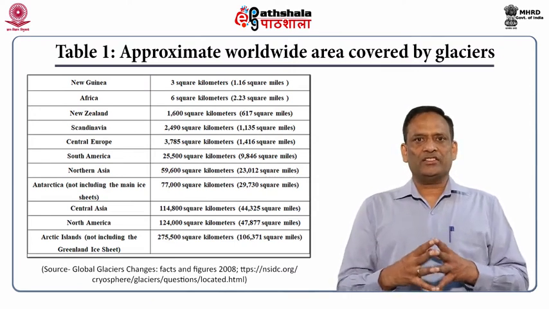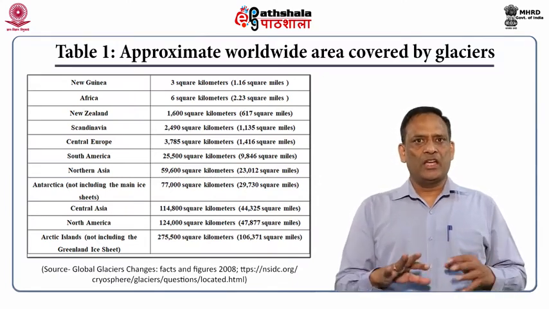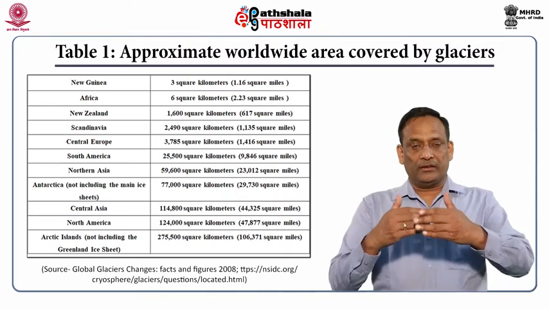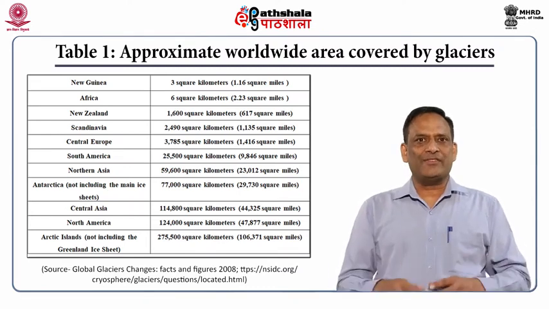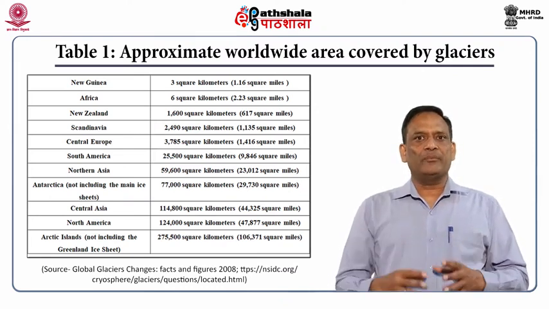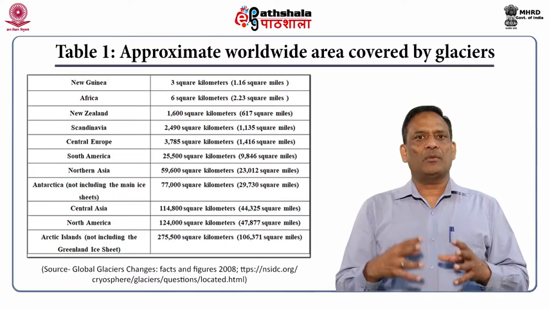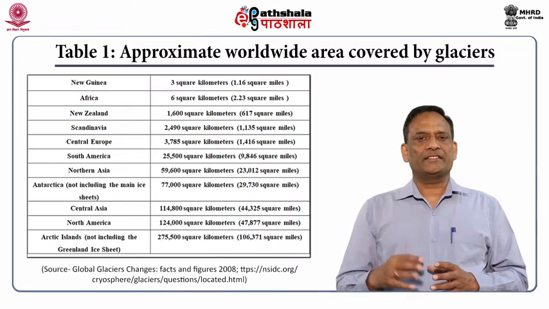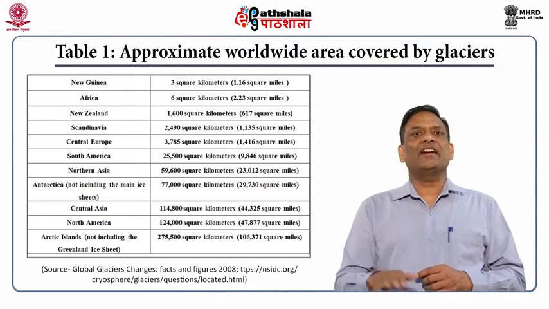In South America, glaciers up to 25,000 square kilometers are present. In Northern Asia, about 60,000 square kilometers. In Antarctica, the glacier size is about 77,000 square kilometers, and this doesn't include the main ice sheet. In Central Asia, it is 115,000 square kilometers. In North America, about 124,000 square kilometers. In the Arctic Islands, the size is about 2,750,000 square kilometers, and this also doesn't include the Greenland ice sheet.